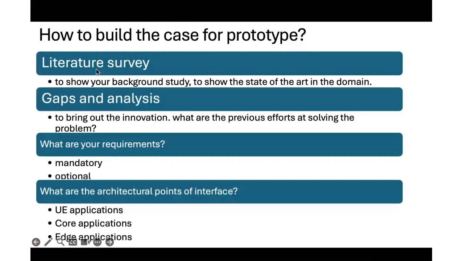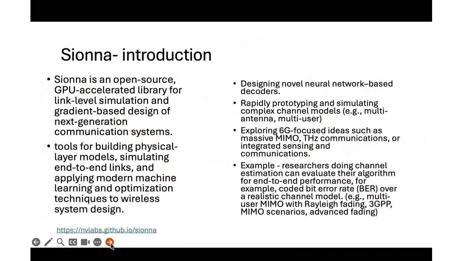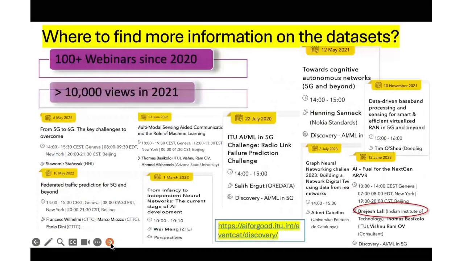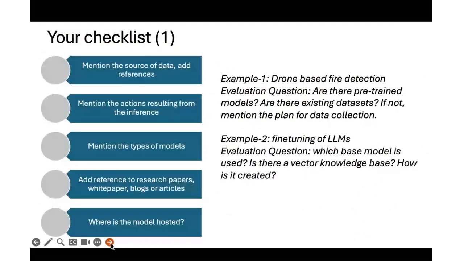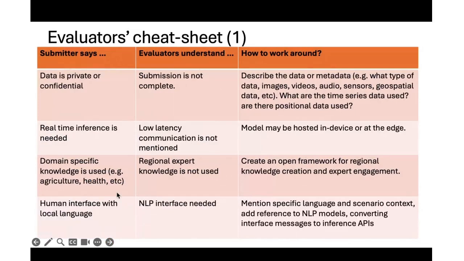Yeah. So you can take this kind of a template: literature survey, gap analysis, requirements, architectural points from here, and this part which describes the machine learning part. This together will form the complete template as far as I am concerned, and that is sufficient as far as I am concerned. So that, plus make sure that you cover this cheat sheet which is there.